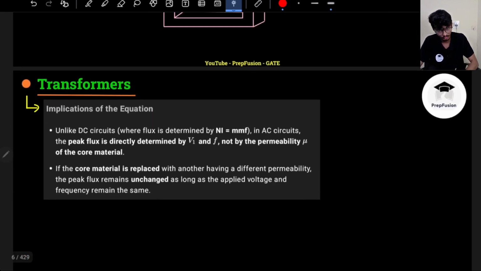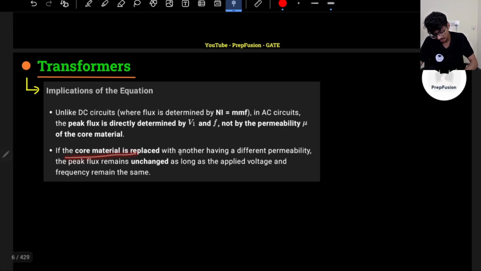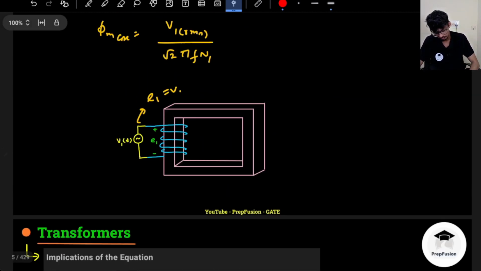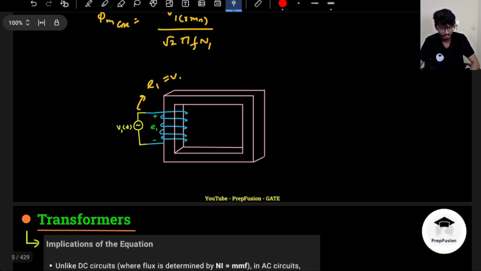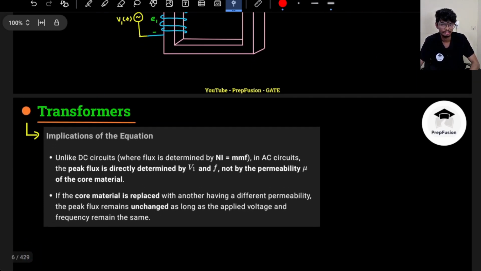But in DC circuits, it was MMF by reluctance, and reluctance depends on permeability. If the core material is replaced with another having different permeability, the peak flux remains unchanged as long as the applied voltage and frequency remain constant. So the peak value of the flux will not change, but still we want a good permeability material. We will discuss later why we still require it.